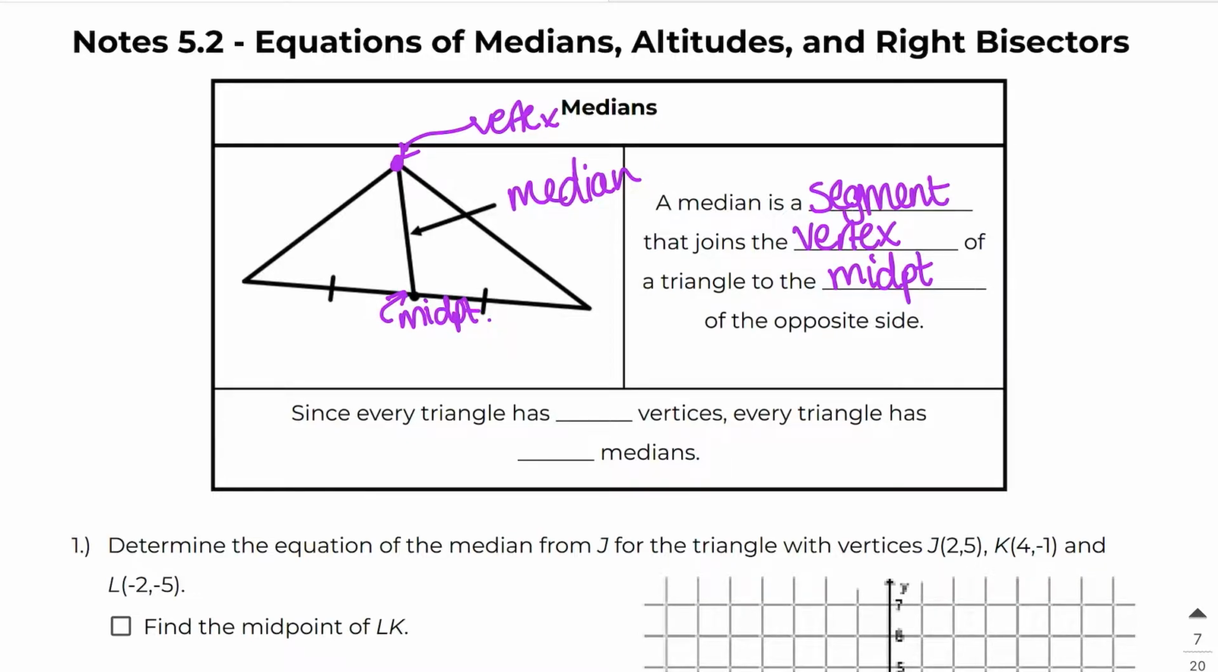Since every triangle has three vertices, every triangle has three medians. So I could also have another median. You don't have to draw this in, but I'm just showing you all three medians. We could also have another median right here that connects this vertex to the midpoint of this side, and another median right here that connects the midpoint of this side to the vertex right here. So there are always going to be three medians in every single triangle, okay?